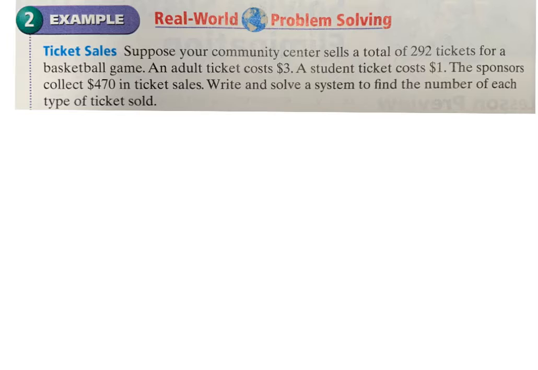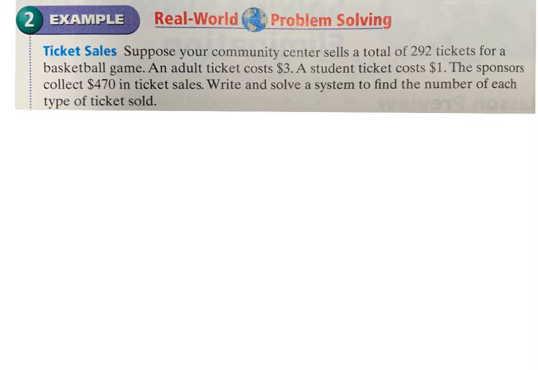Word problem. Suppose your community center sells a total of 292 tickets for a basketball game. An adult ticket is $3. A student ticket is $1. The sponsors collect $470 in ticket sales. Write and solve a system to find the number of each type of ticket sold.